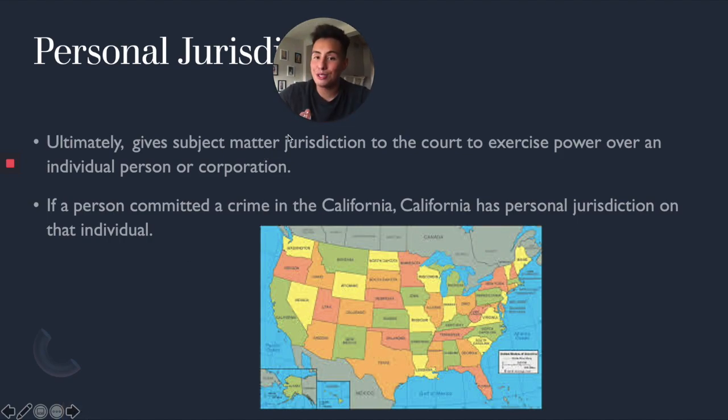Then we have the personal jurisdiction. Ultimately, it gives the courts the power to exercise power over an individual person or corporation. For example, if a person committed a crime in California, California has personal jurisdiction over that individual, even if they're citizens from Montana, because if they committed a crime in California, they are responsible for that crime to be tried in California.